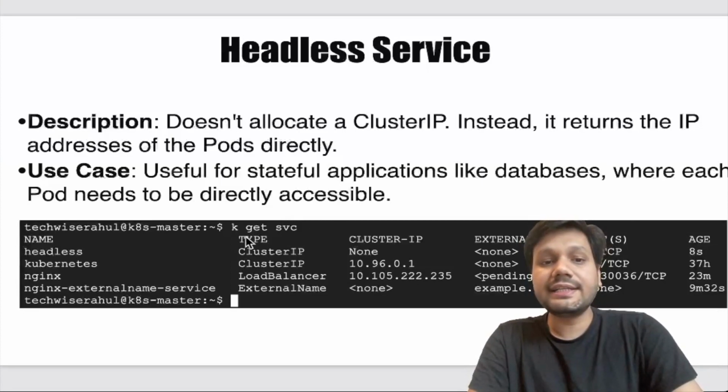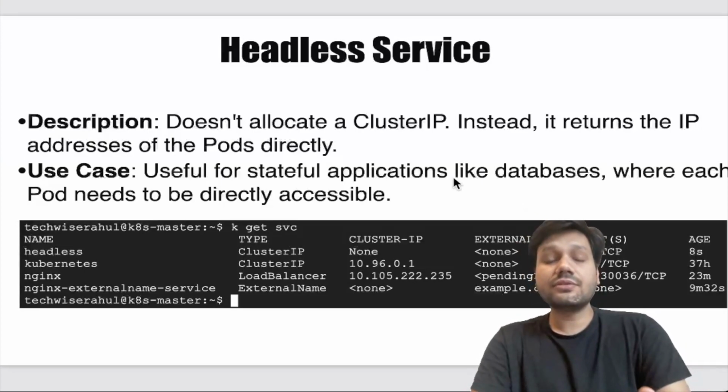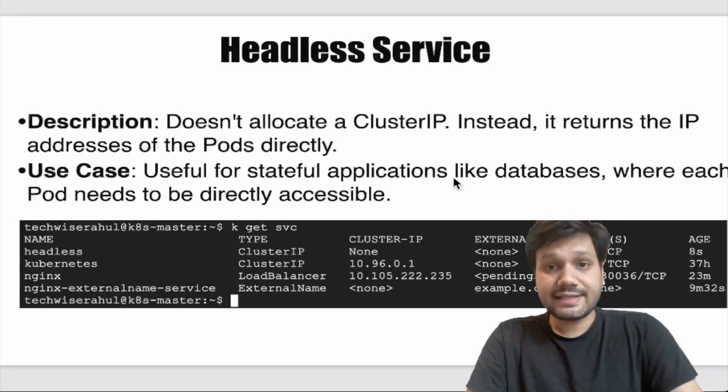I have already created a headless service. As you can see here, the cluster IP in that particular headless service is showing as None. Because the cluster IP is showing as None, that service is automatically converted into a headless service, and the external IP is none because this is a ClusterIP service, and the port on which it's being exposed is 80. So this is the information about headless as a service.